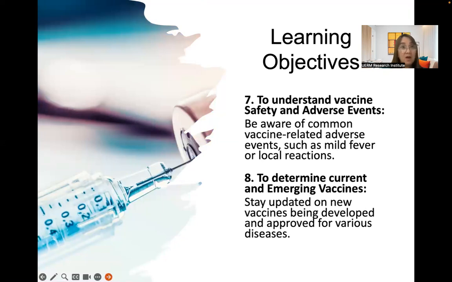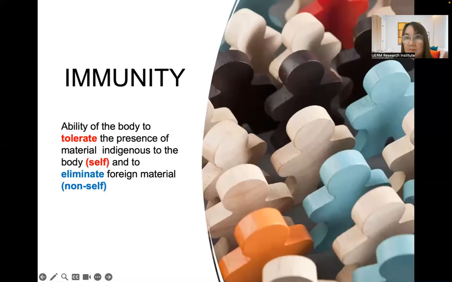Number 7, to understand the vaccine safety and adverse events, to be aware of the common vaccine-related adverse events such as mild fever or local reactions. And number 8, to determine the current and emerging vaccines, to give you an update on new vaccines being developed and approved for various diseases.